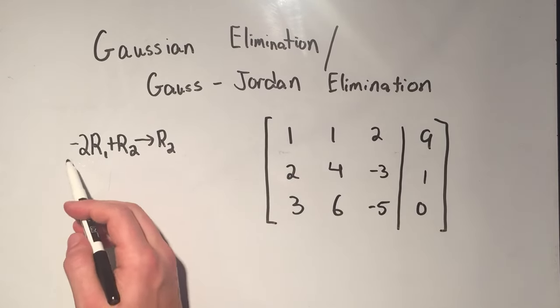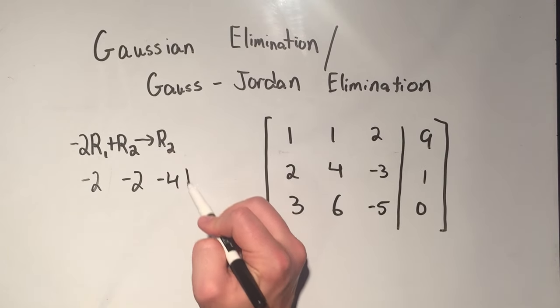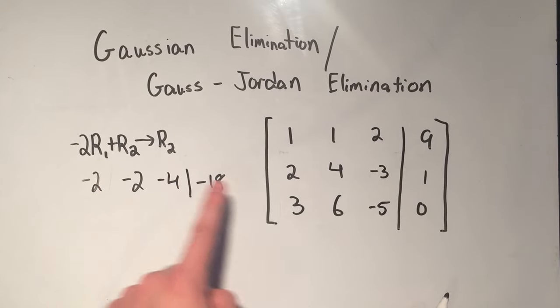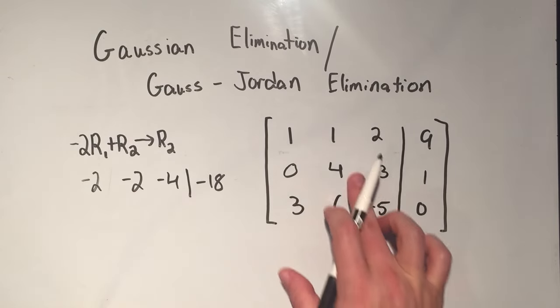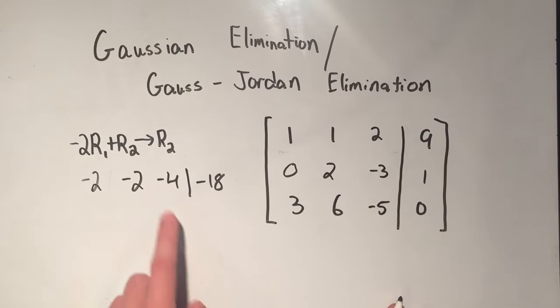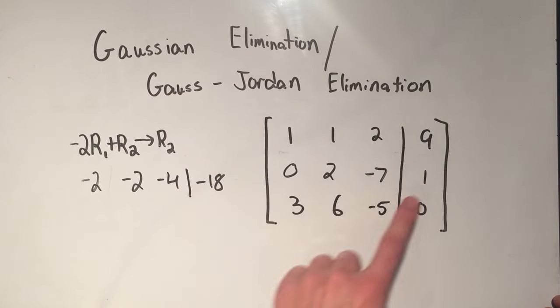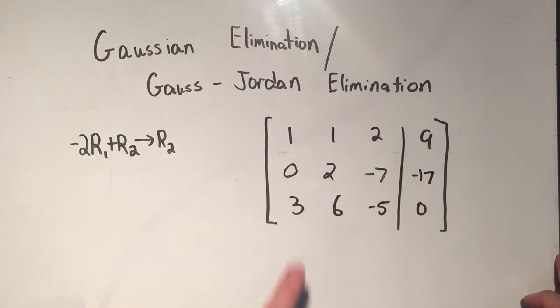All right, so minus 2 times row 1, that would be minus 2, minus 2, minus 4, minus 18. I'm just taking minus 2 times each of these numbers. And then if I add these correspondingly, we'll see what happens. I've got minus 2 plus 2 is 0. I've got minus 2 plus 4 is 2. I've got minus 4, minus 3 is minus 7, and I've got minus 18 plus 1 is minus 17. So that was my first operation. I did minus 2 times the first row, and I added it to the second row.